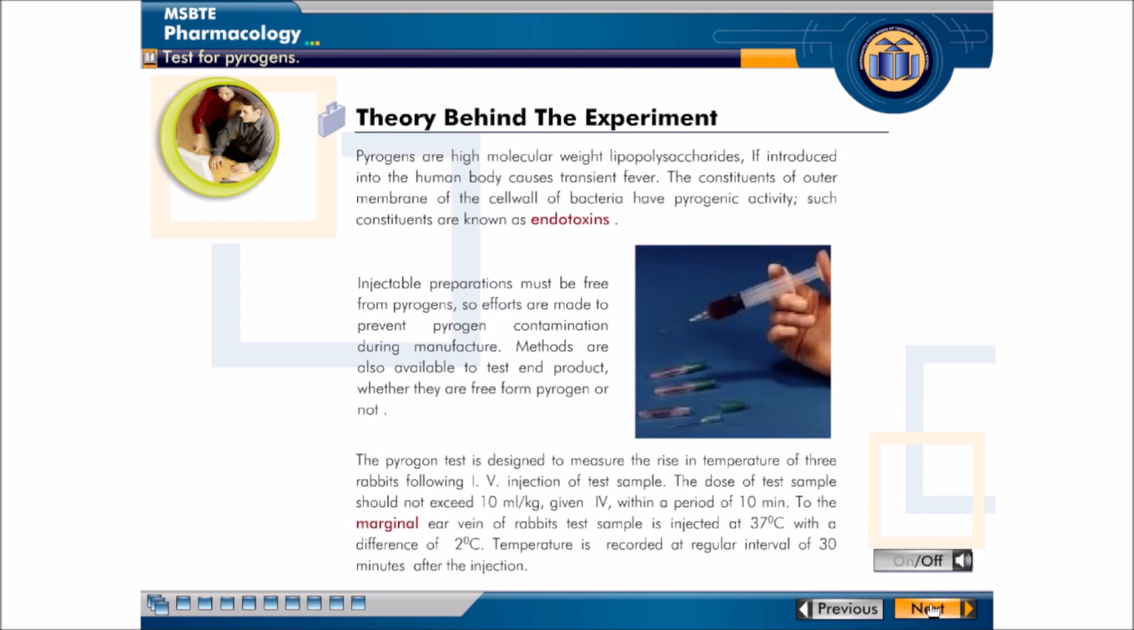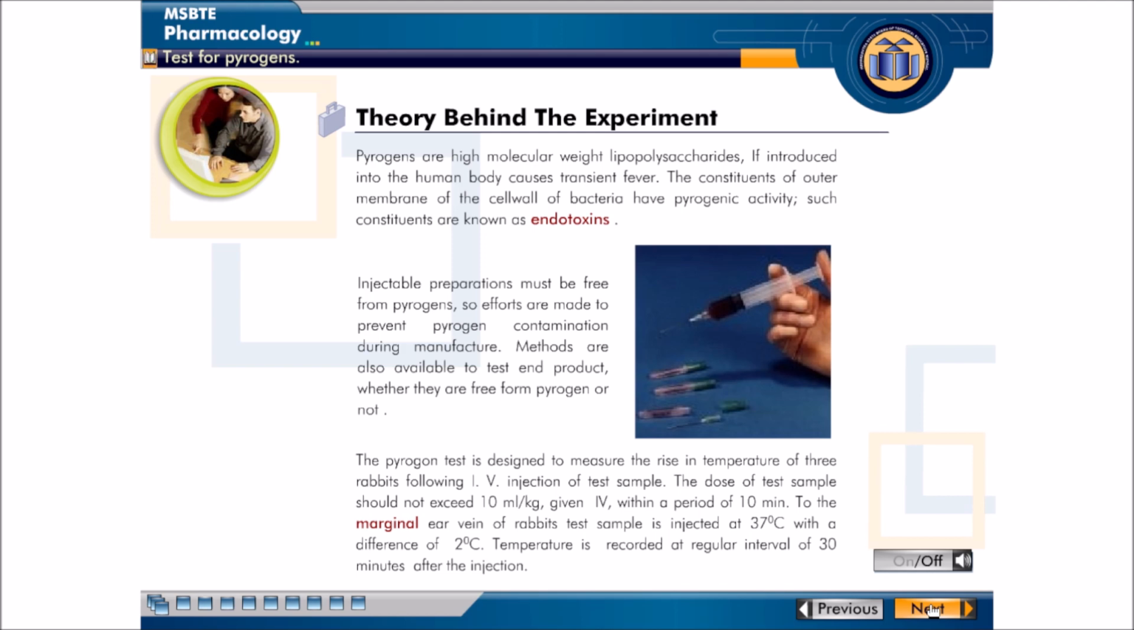Pyrogens are high molecular weight lipopolysaccharides. If introduced into the human body, they cause transient fever. The constituents of the outer membrane of the cell wall of bacteria have pyrogenic activity. Such constituents are known as endotoxins. Injectable preparations must be free from pyrogens, so efforts are made to prevent pyrogen contamination during manufacture. Methods are also available to test end products whether they are free from pyrogen or not.